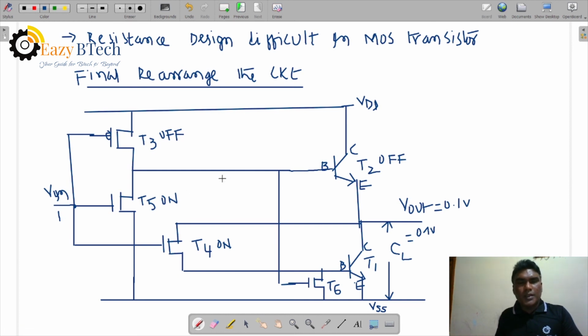So this is a rearrangement and alternative circuit of BiCMOS, and we have seen the CMOS inverter and NMOS inverter.